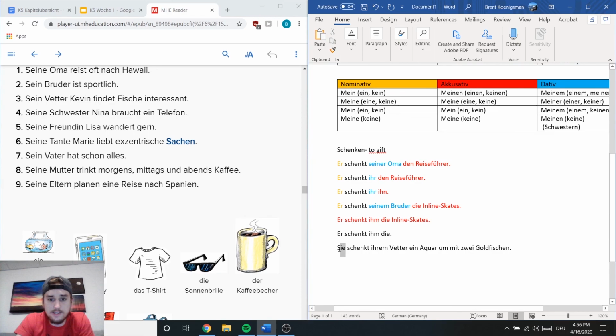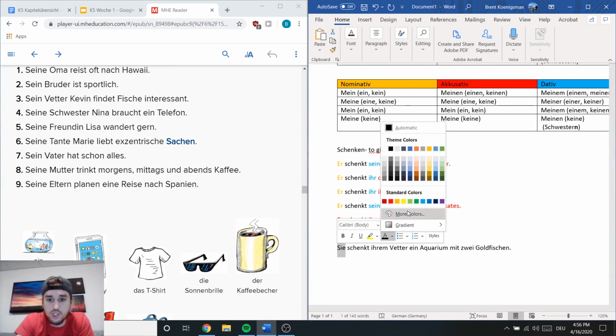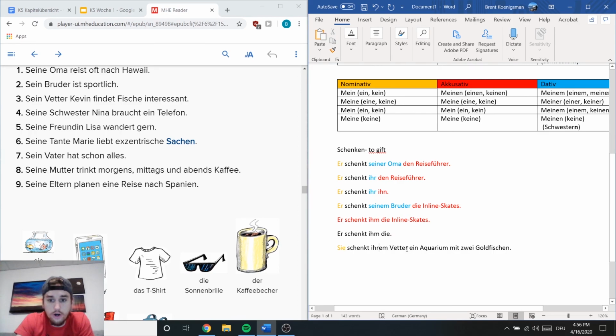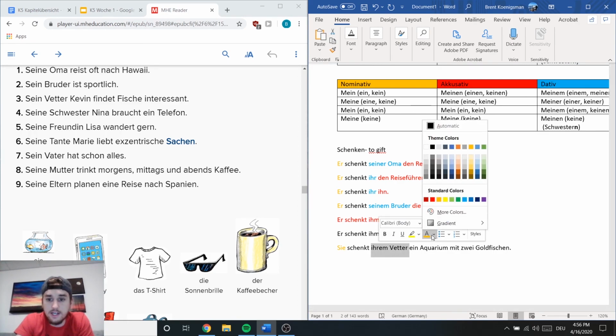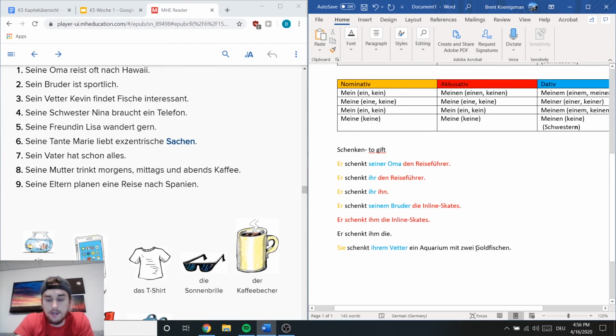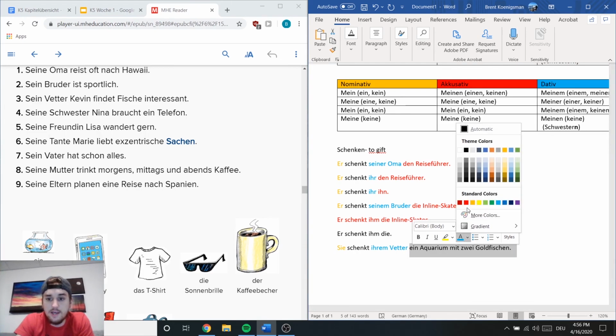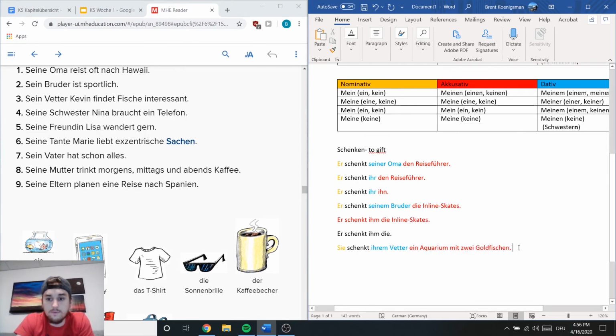Ja, nochmal, das ist unser Subjekt, her, right? She gifts her male cousin, ja, ihrem Vetter ein Aquarium mit 2 Goldfischen, und das alles zusammen ist ein direktes Objekt, right? That's the thing we're buying, that's the thing we're gifting. Okay. So I will let you guys kind of work on the rest on your own if you'd like to. That's pretty much what the homework is: using those personal pronouns, which we saw here a little bit, and then being able to identify the difference between nominative, dative, and accusative.